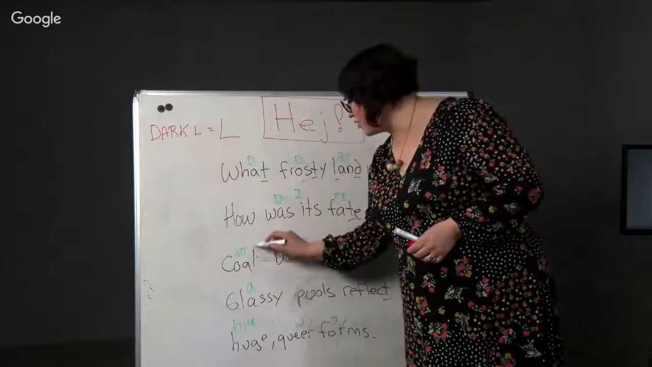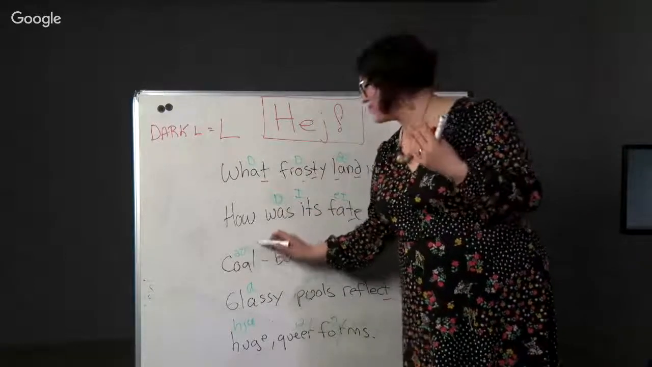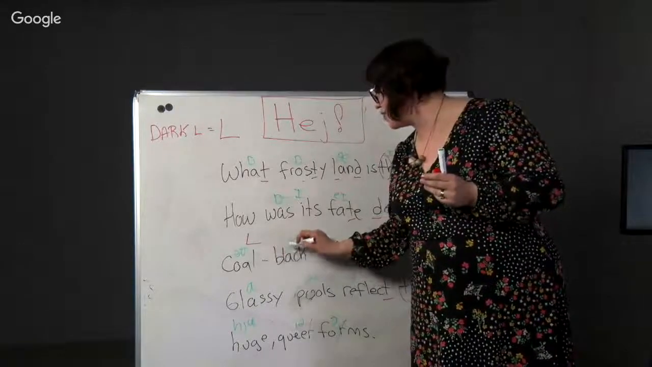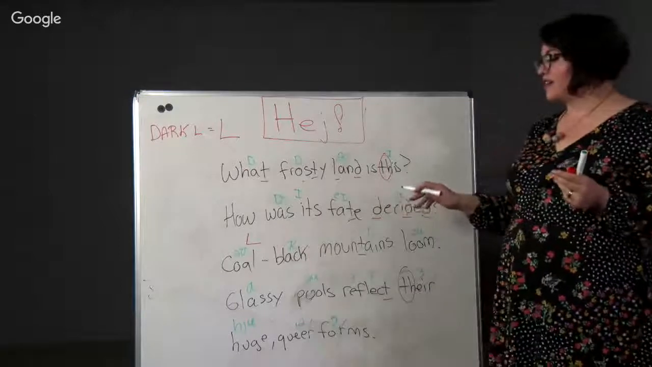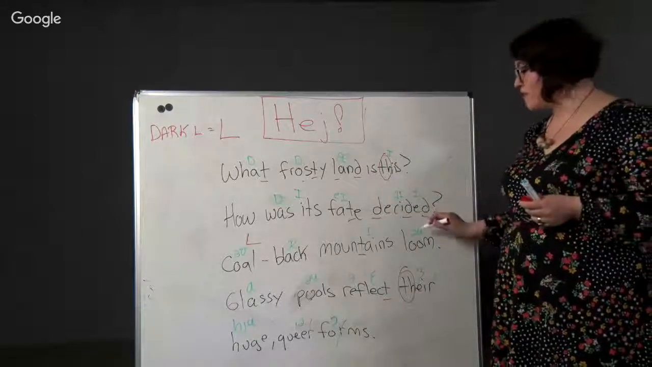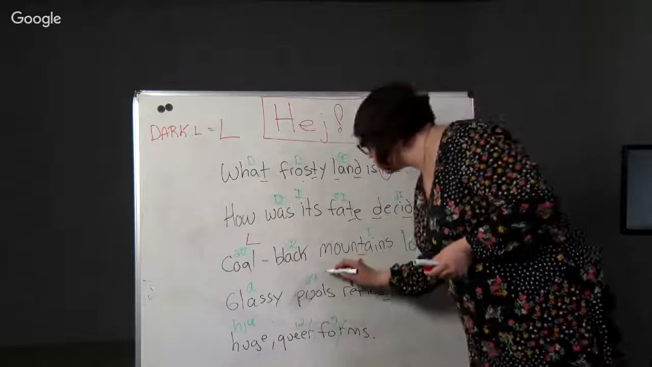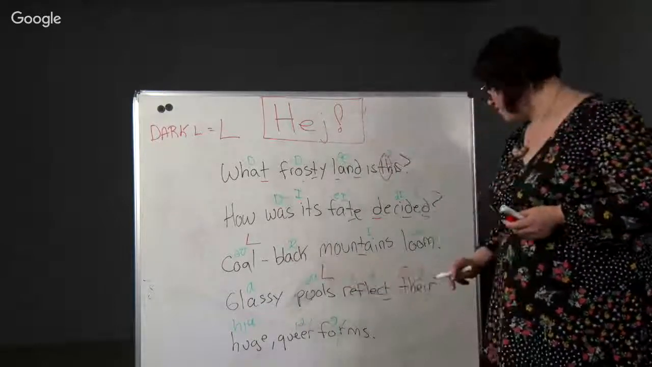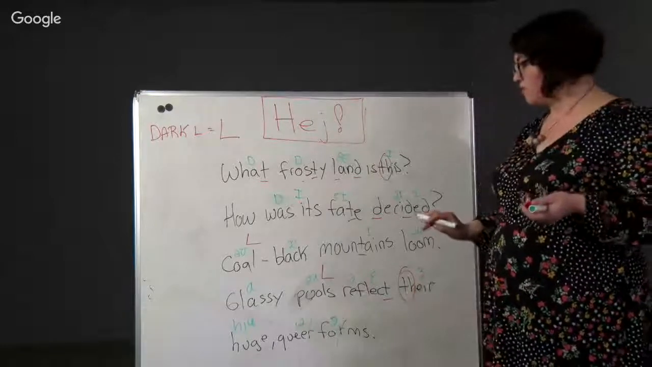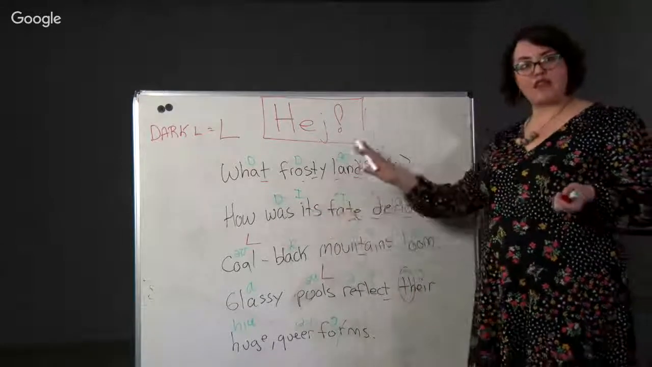Coal black. Now here's where I struggle. I want to do two dark L's, but it's actually one big L and then a regular one. Coal black mountains loom. Glassy pools, you can do a big dark L there. Reflect, the huge queer forms. Everything else is cool. All right, why don't you try adding in that now?